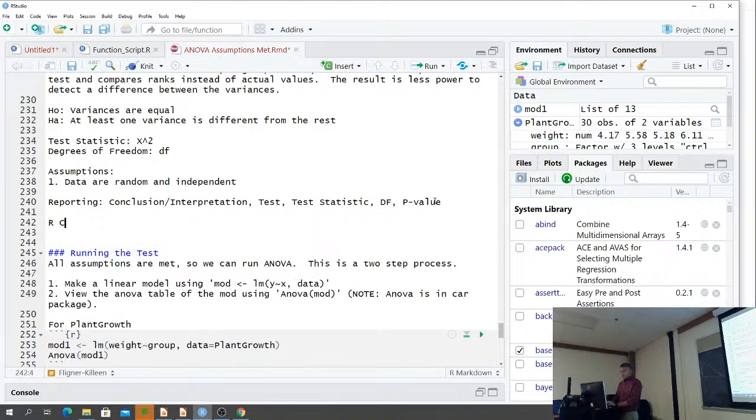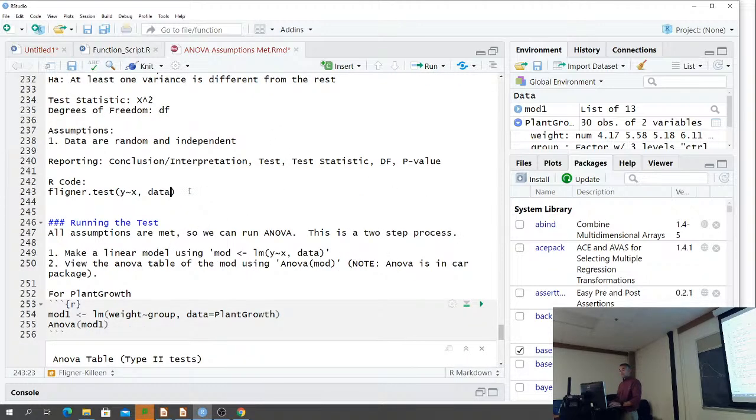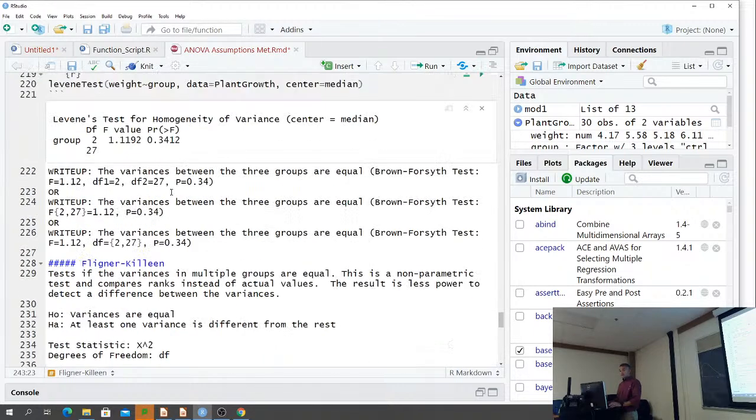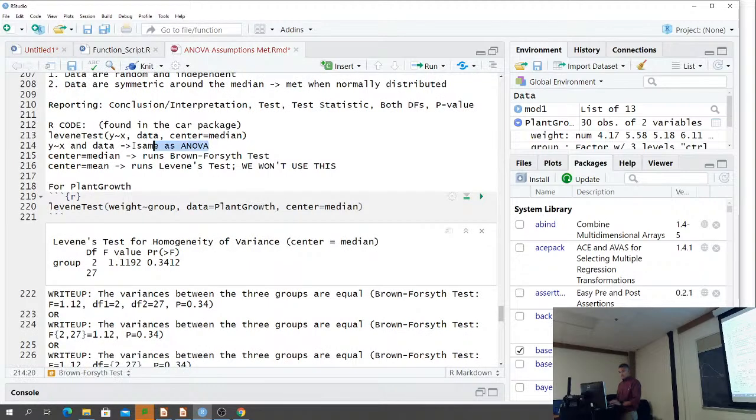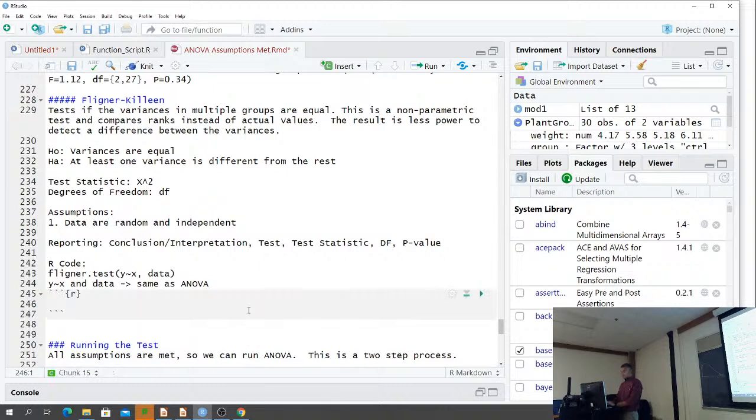So the code, it's in the base package. Actually, I won't even say that. It's built into R. We don't have to do anything special to it. Our test is fligner.test. Y is a function of x and data. And I'm going to copy that. I've already kind of said y is a function of x and data, same as ANOVA. That's all it is.